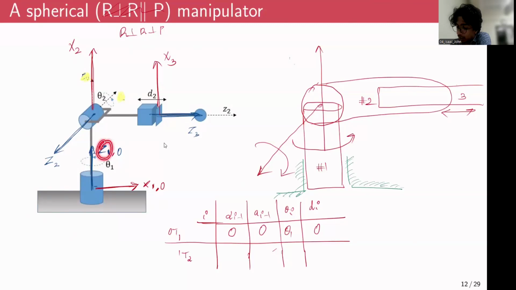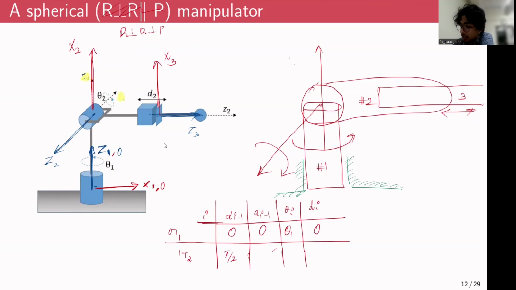So if this is Z1 and X1, and if this is Z2 and X2, how would you map between the first frame and the second frame? All right, so now you can see that Z1 and Z2 are perpendicular to each other, and you have to rotate 90 degrees about X1, the link twist angle of 90 degrees about X1, so that Z1 and Z2 will be oriented. So the link twist angle is going to be pi by 2 radians or 90 degrees.